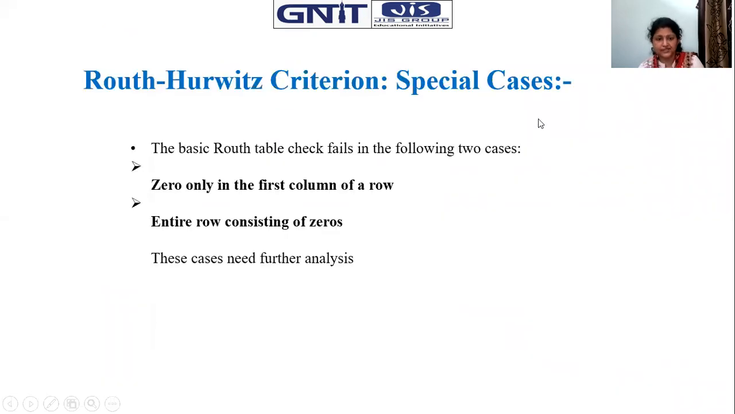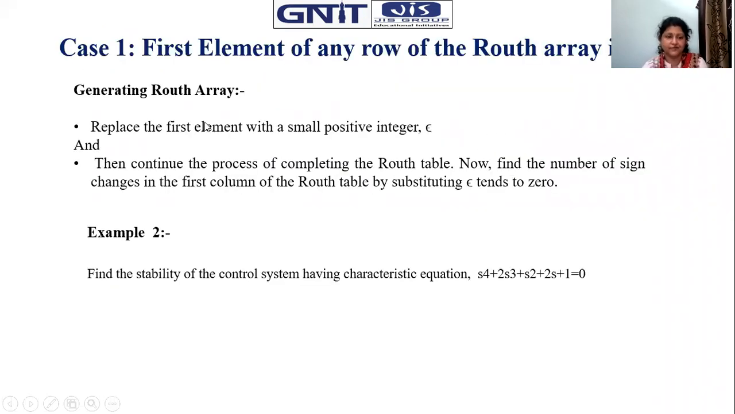So move to the next part. For the first difficulty, case one: the first element of any row of the Routh array is zero. So what will be the generalizing formula prescribed? That is, replace the first element, the zero element, with a small positive number. That means we are not considering the zero as zero. We are considering zero to be a very small positive quantity, that is epsilon.